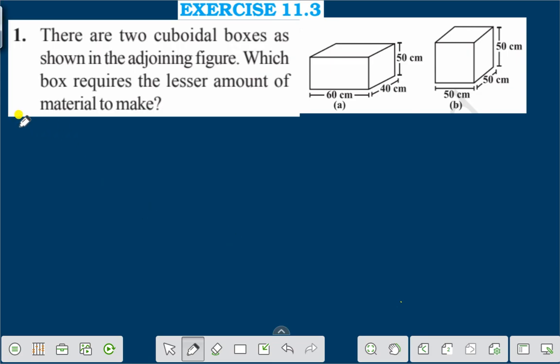Here you see that the first figure is a cuboid because its length, breadth and height are given. And the second figure is a cube of length 50 centimeter. Therefore, we'll find the surface area of the cuboid.